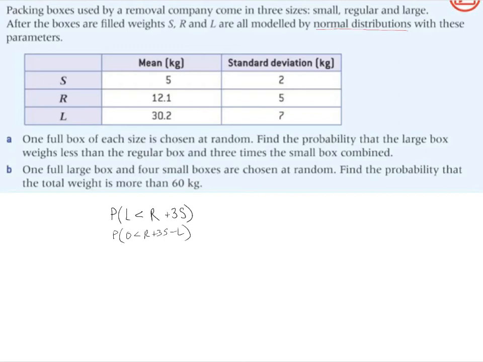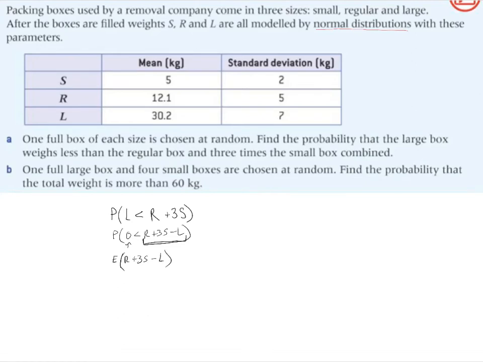Or you could do it the other way, right? You could do L minus R minus 3S is greater than 0, and it just doesn't really matter. Now what we're going to do is find the expected value of these to find out if it's bigger or less than 0. So we're going to find the expected value of R plus 3S minus L.